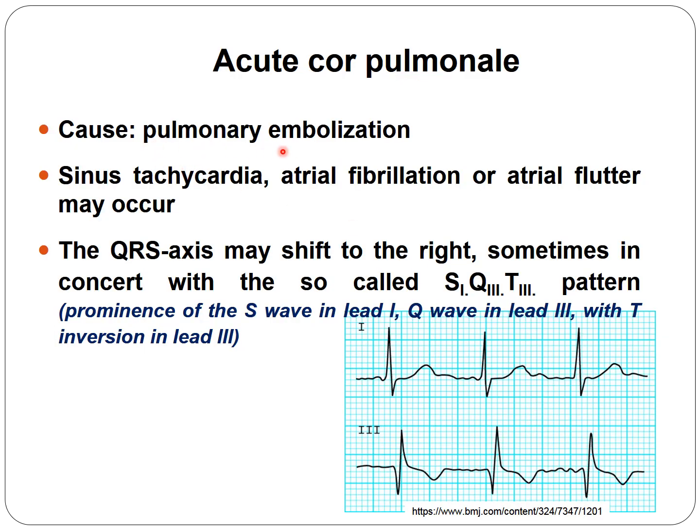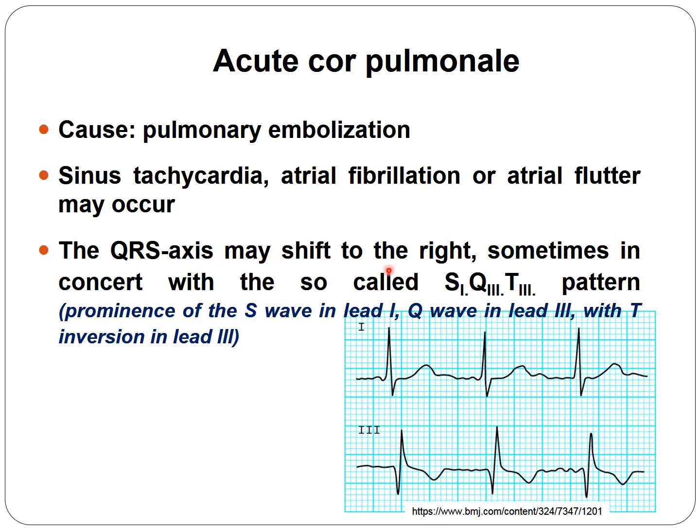Acute cor pulmonale occurs when we have a pulmonary embolization, a sudden pressure overload that is stretching the right side. Cardiac output decreases because the preload decreased. That causes sympathetic activation, tachycardia. The stretching and dilation of the atrial wall causes atrial fibrillation or atrial flutter. And due to the right ventricle stretch, that can cause right bundle branch block as well.